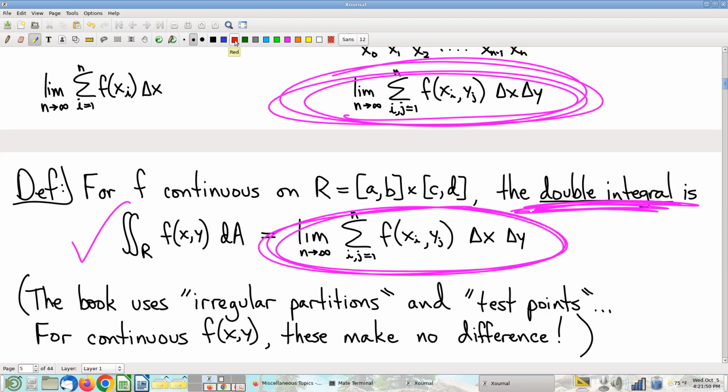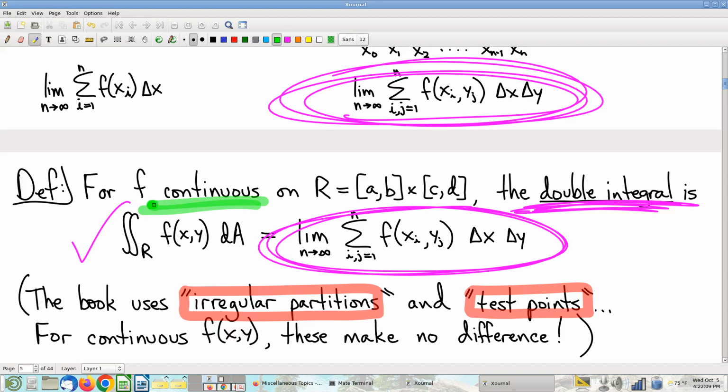Real quick, last thing. The book spends a bunch of time talking about irregular partitions and test points. This is all very important in a math major real analysis class, which this is not. For what we're going to do, we're only going to consider continuous functions, and if you have a continuous function, these don't make any difference at all. There's no real point in talking about them. So all the book's discussions about irregular partitions and test points, you're welcome to ignore. You're also welcome to read it if you're curious, but we're not going to use that in this course.